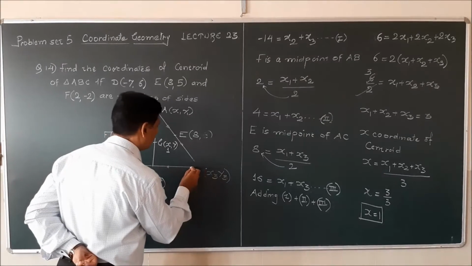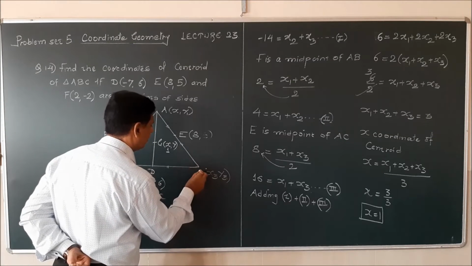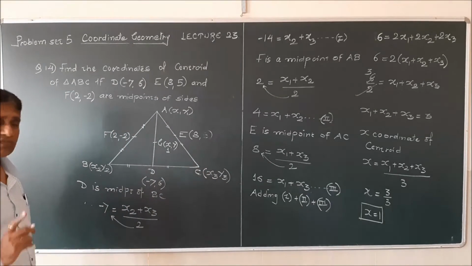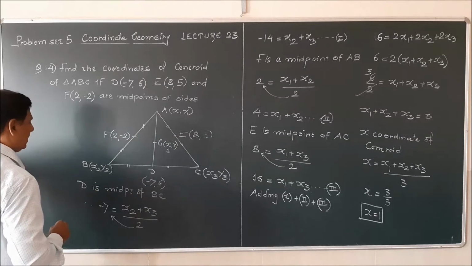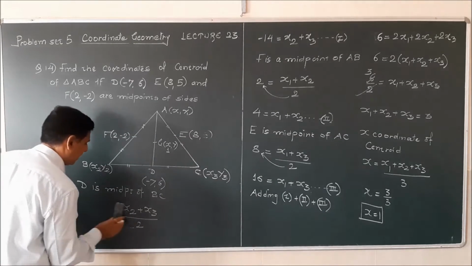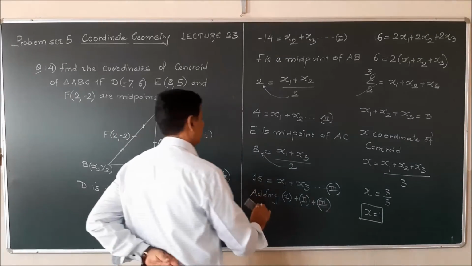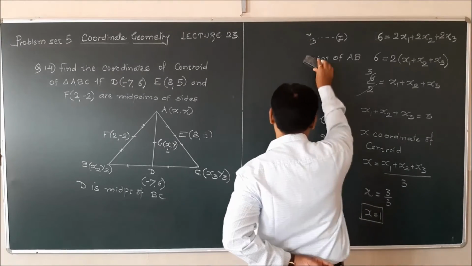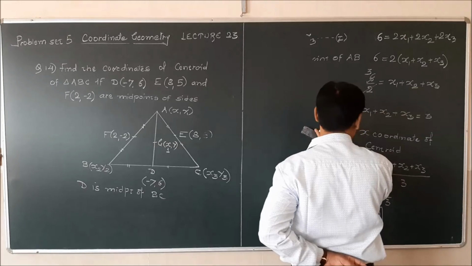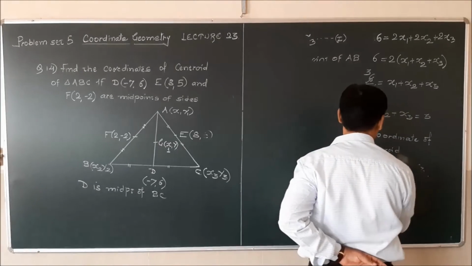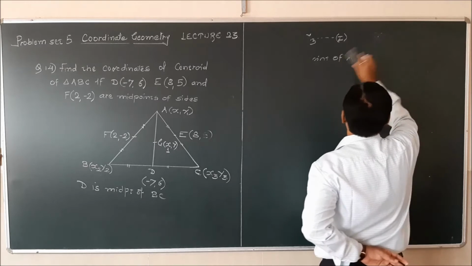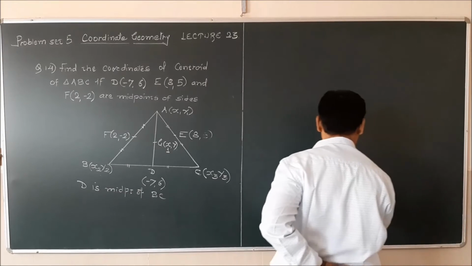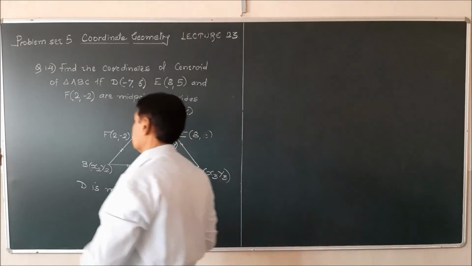Now in the same manner, I am going to find the value of the second coordinate, that is y. Let's see how to do it. D is the midpoint of BC, same. That I will not change at all. E is the midpoint of AC, so that will be as it is. Then now I am going to apply for y.